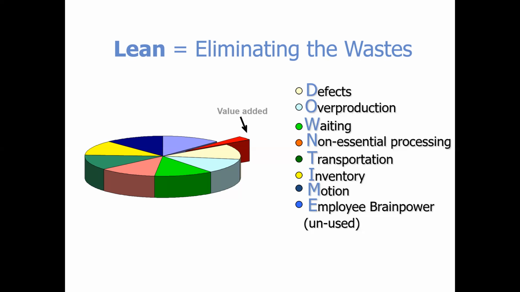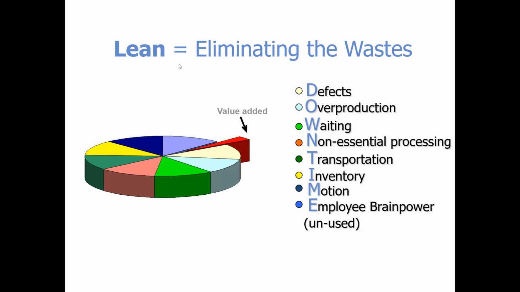That's the next waste: waiting. Materials wait in queues. They wait to get worked on. They wait to be used. Also, people wait. People are waiting for a part. They're waiting because they don't have anything to work on yet. So a lot of waiting.